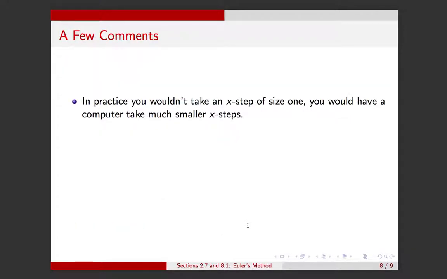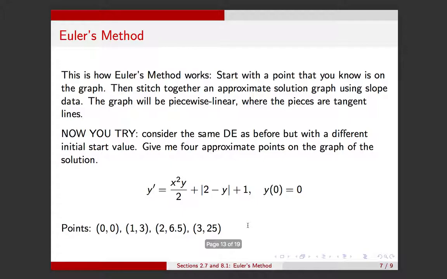So a few comments about it. In practice, like if you were actually doing this to send a rocket to the moon, what I just did is like criminally negligent or something. In general, you never take x steps of size 1 because that's way too big. So basically back here, 1, 3 is probably actually really far from the real point that's on the graph. The real point might be like 1, 2.5 or something.